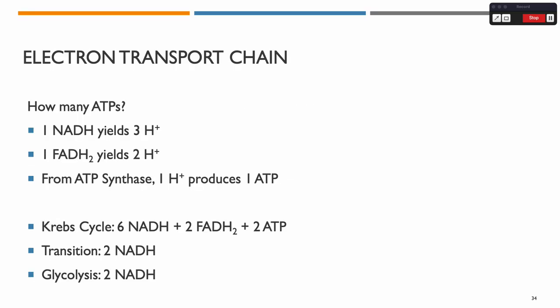And so with the electron transport chain, we can start to calculate how many ATPs. And so an NAD will give us 3 hydrogens.